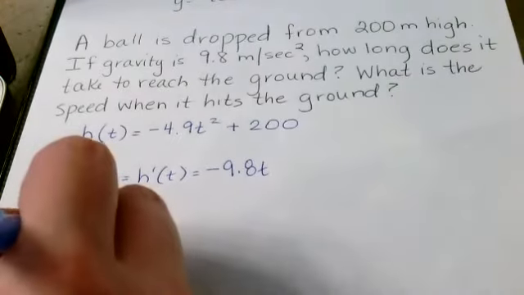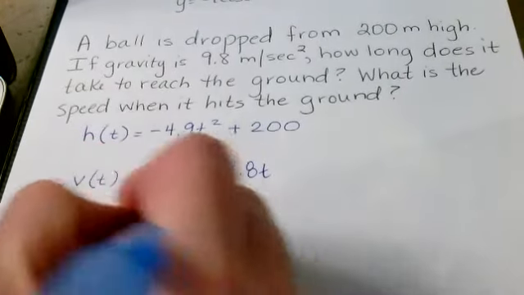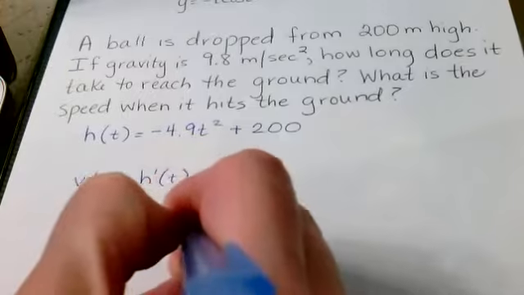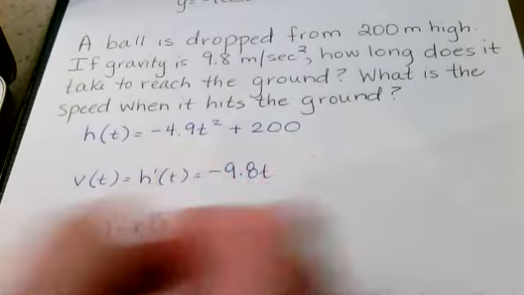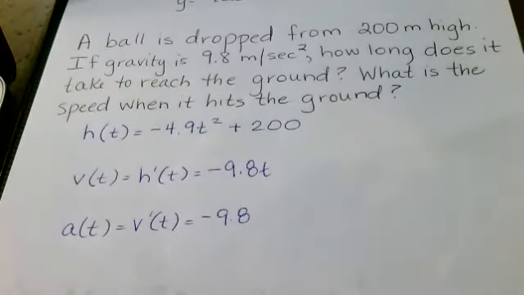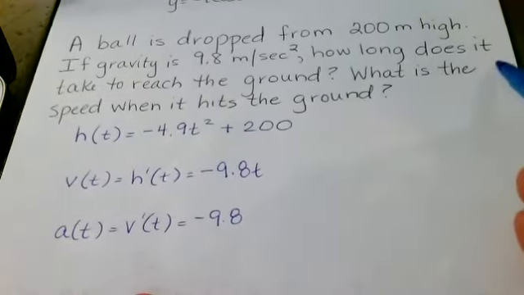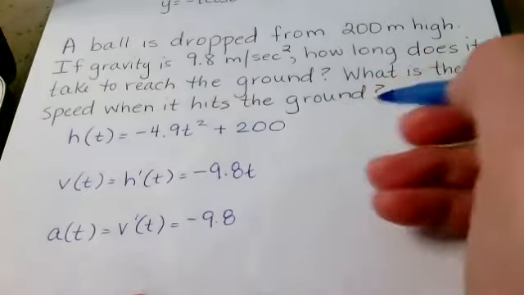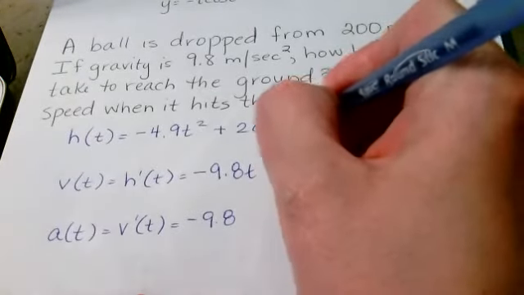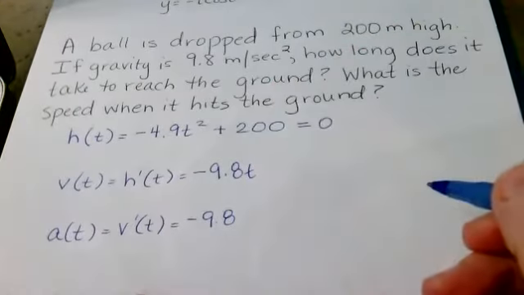If we go one step further to find the acceleration, we take the derivative again. And you can see that's where the constant of gravity comes from, acting upon the object. So let's answer the first question. How long does it take to reach the ground? To do that, we're going to set the position equation equal to 0.